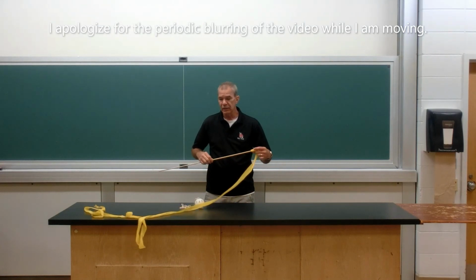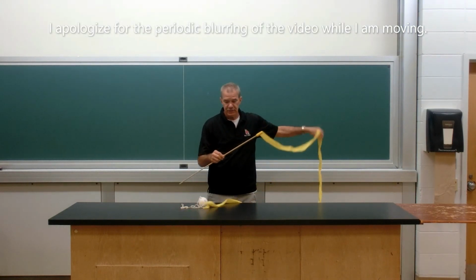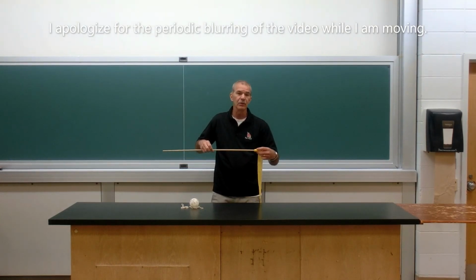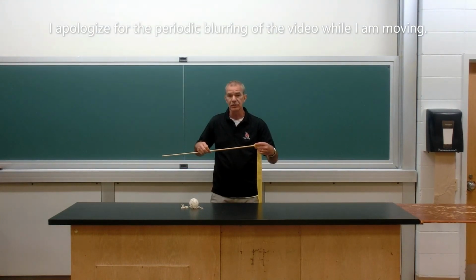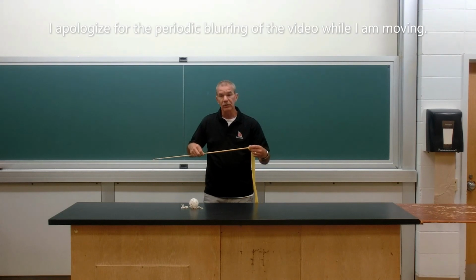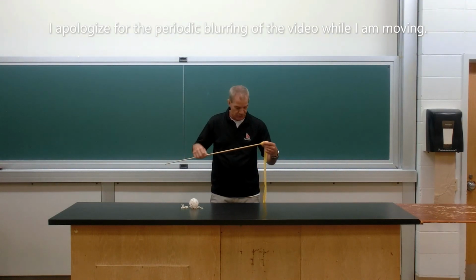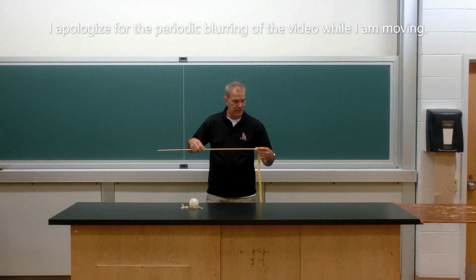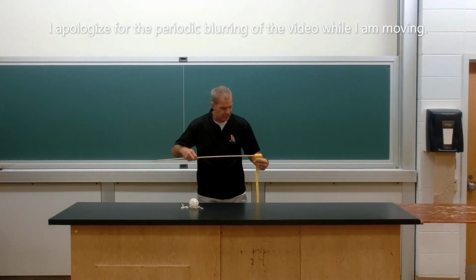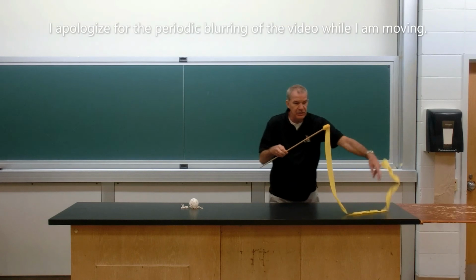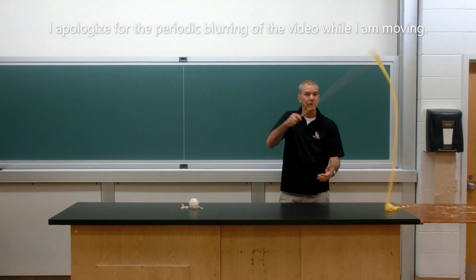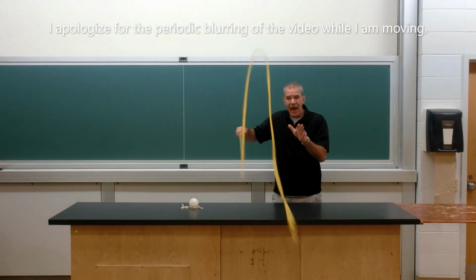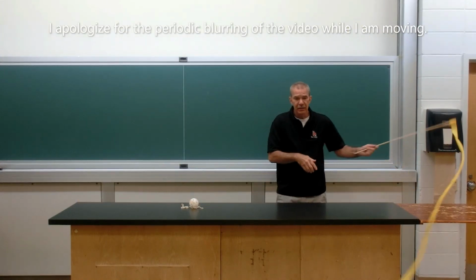So wavelength is a unit of distance, and we usually measure it in meters or feet or inches or centimeters, and we use the Greek letter lambda to represent wavelength. Another characteristic is the speed of the wave. The speed of the wave is not related to the frequency. So don't think of, I'm doing this fast, so that's a high speed.